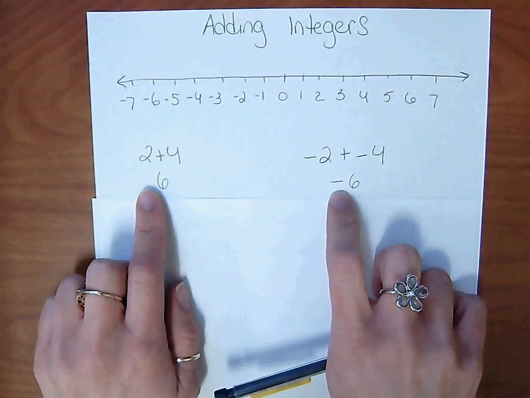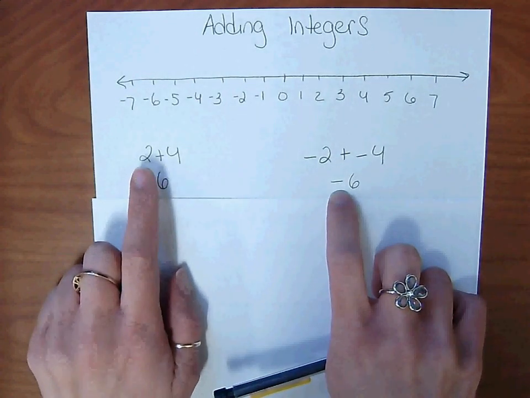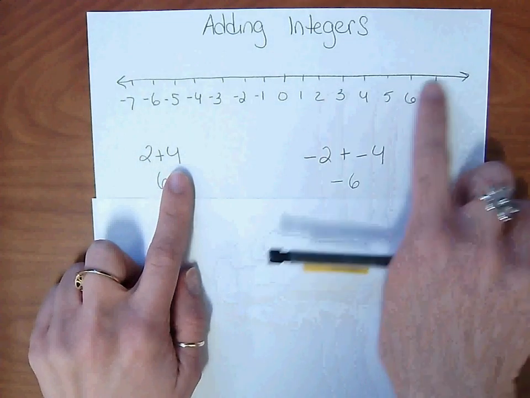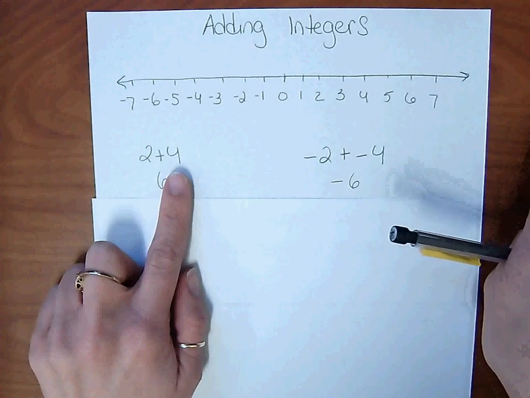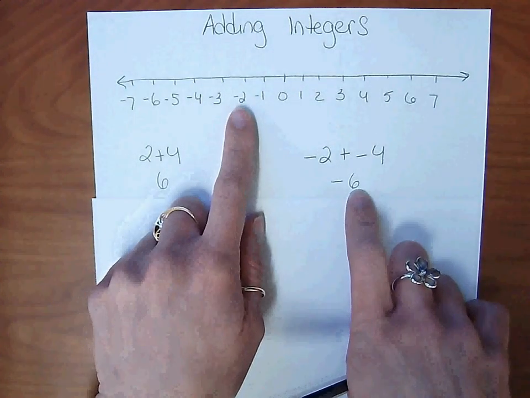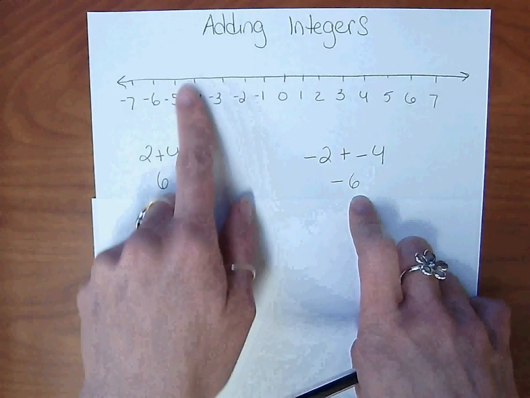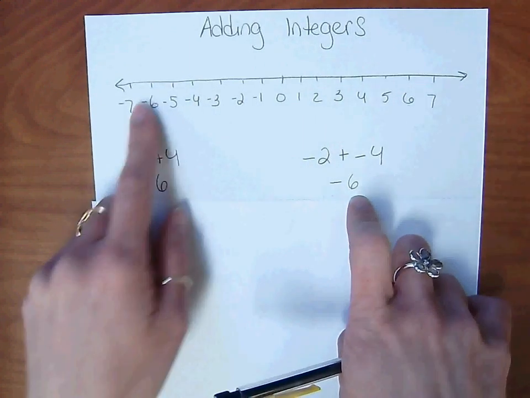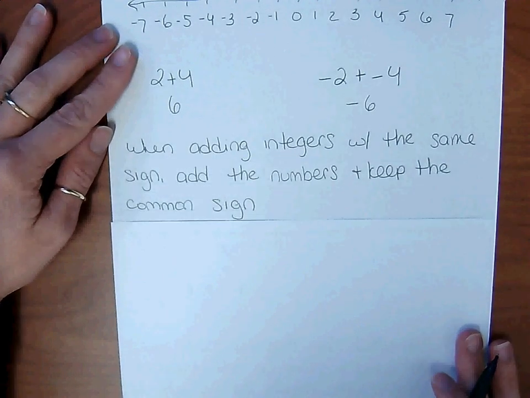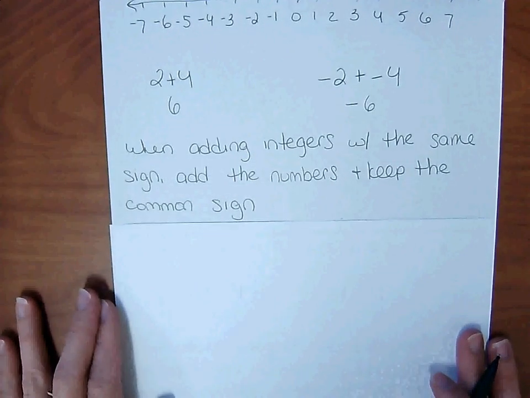The reason that happens is if you start in a positive location and you add more positive, you're only going to go positive. Same as if you start negative and you go more negative, your answer is going to be a negative number. So when you are adding integers with the same sign, add the numbers and keep the common sign.